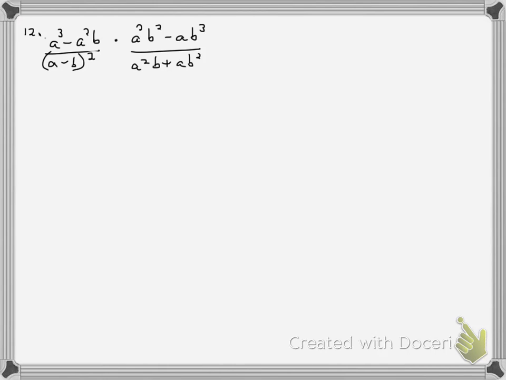I'm going to go ahead and remember your factoring. You're factoring every single term here. I'll factor this, I'll factor this, I'll factor this, I'll factor this, if I can. Okay, so I'm going to take away an a squared. I'm going to be left with a minus b. I'm going to take away an ab squared. I'm going to be left with a minus b.